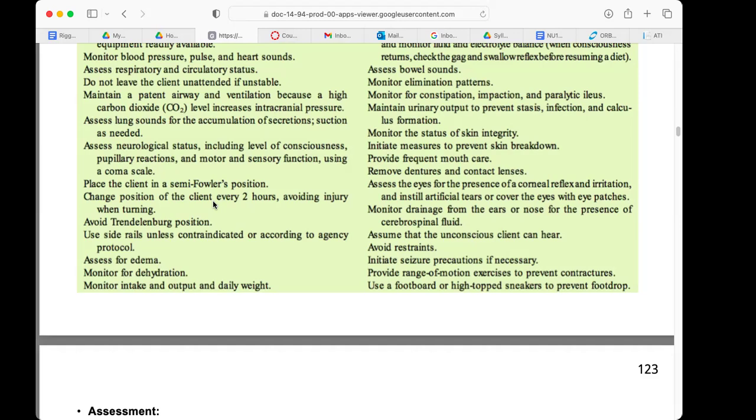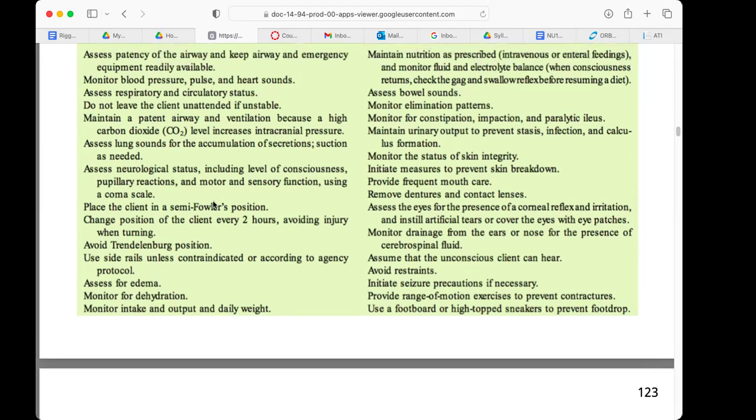And then when we get to peds, we'll learn about the different signs, like the fontanelles and things like that. So you want to monitor their intake and output and their daily weight. Remember, this is not someone who can sit up and eat a meal. They're unconscious. So everything that comes in and out, it's your job to monitor, to make sure that, of course, they're getting enough in and that what we're putting in somehow comes out, right?